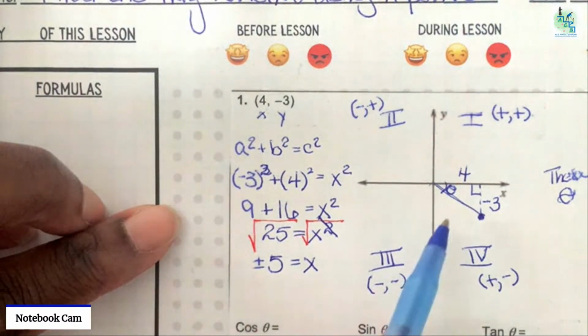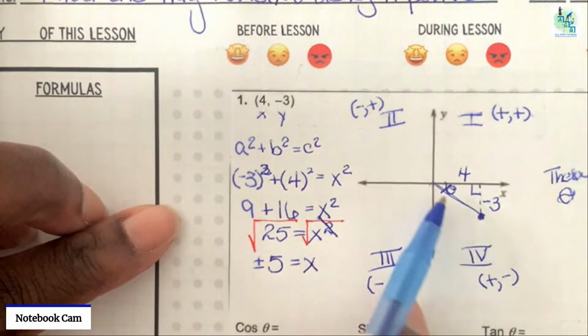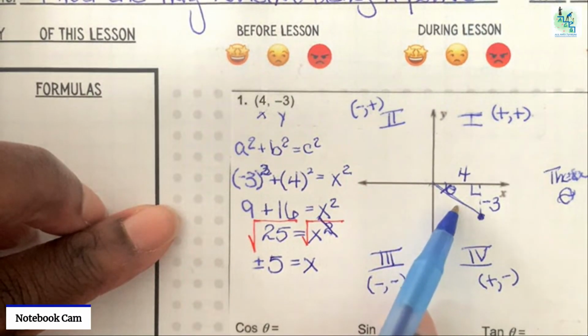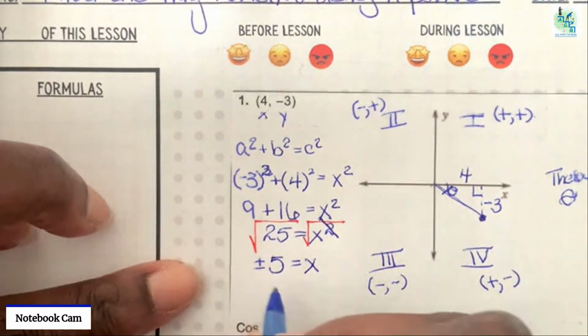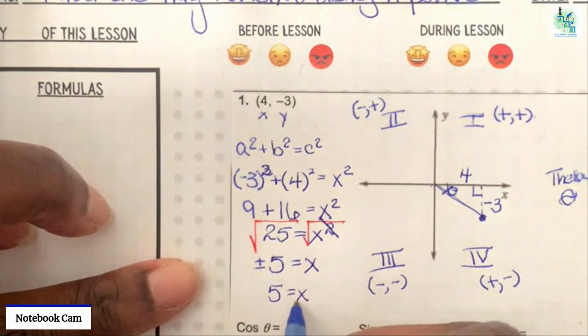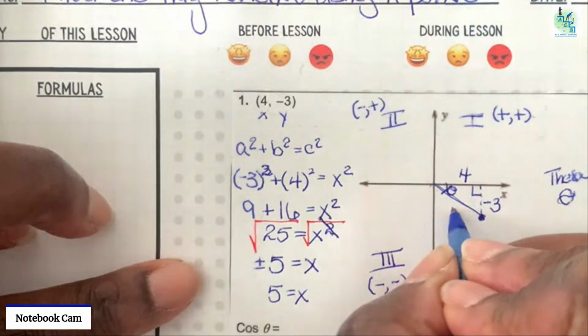No, because if we're trying to find the length of the hypotenuse, my length of the hypotenuse is not going to be negative. It's going to be positive. Okay, so that means we're dealing with a positive 5 for my unknown hypotenuse. So I'm going to put my positive 5 here.